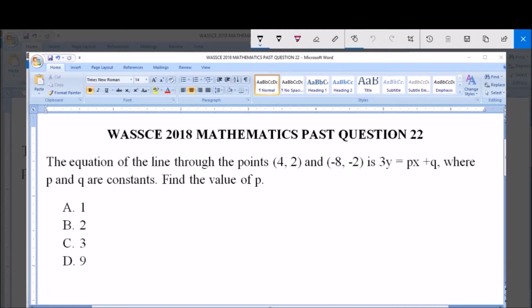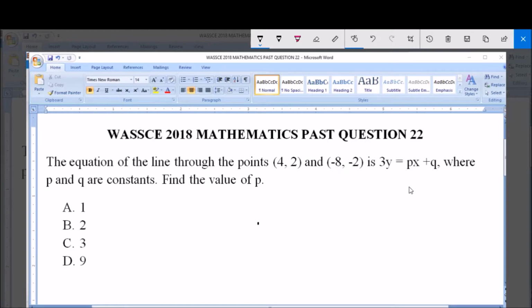I'll be answering WASSCE 2018 Mathematics Past Question 22. The equation of the line through the points (4, 2) and (-8, -2) is 3y = px + q, where p and q are constants. Find the value of p. A: 1, B: 2, C: 3, D: 9.